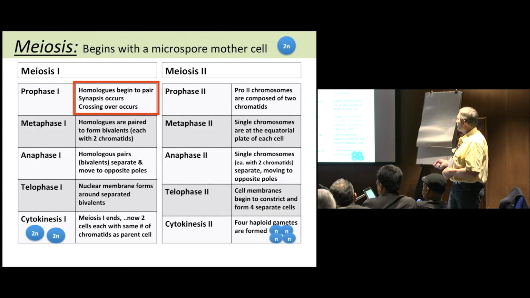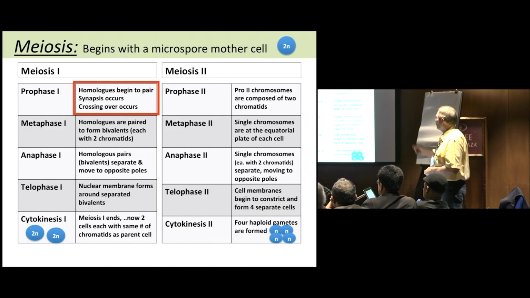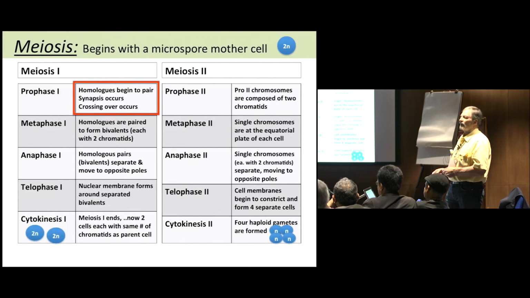So what I'd like to do now is go and look a little closer at prophase 1. How the homologs pair, what happens with synapsis, and what happens with crossing over.